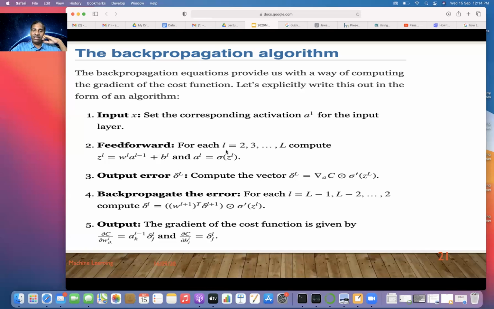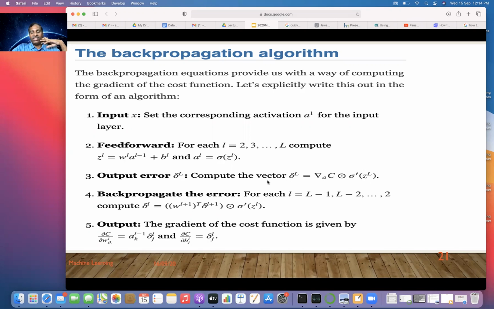So for each layer 2, 3, up to L, compute ZL, WL AL minus 1, the weights of layer L based on the previous layer inputs AL minus 1. Then this is the bias unit BL. And AL, then apply the sigmoid. So then you will get ZLs and the next layer activation function. So ALs you will get after applying the sigmoid. So output error delta L, compute the vector delta L equal to gradient of A, C, then sigma prime of ZL.